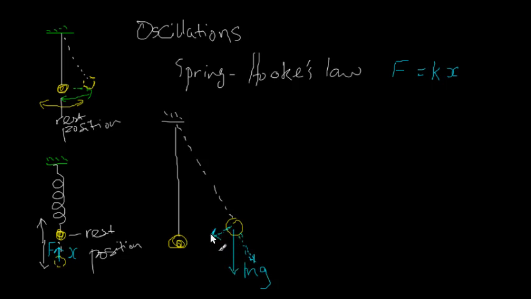It is this component that causes the ball to move back to its rest position. The other component does not cause the ball to move, not directly anyway, because this component is balanced, or if you like, cancelled by the tension in the string. So that's cancelled. So that's why we are left with one, if you like, effective component that pulls it back.